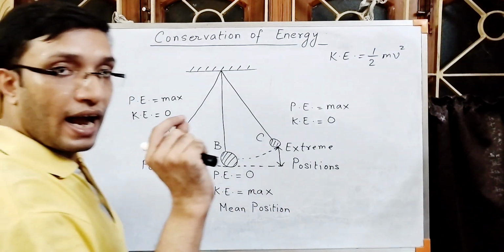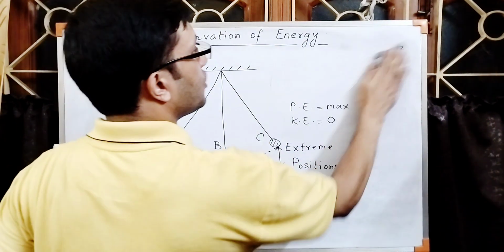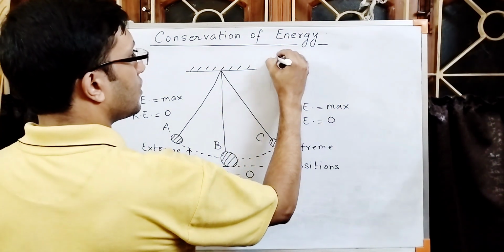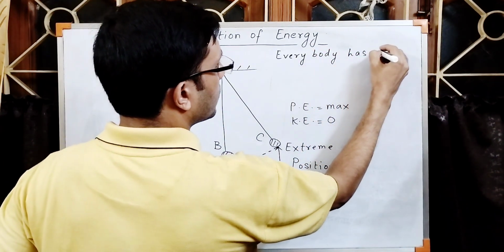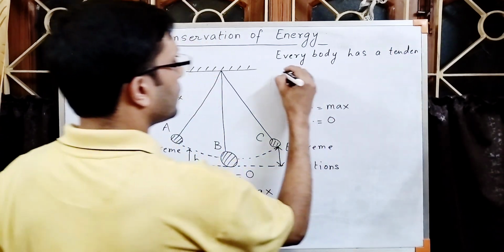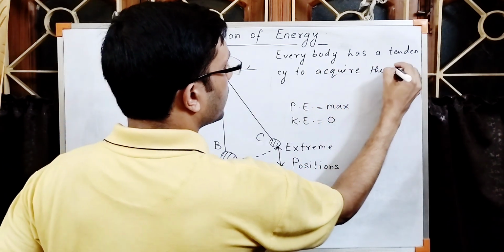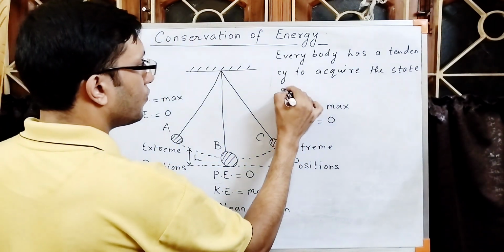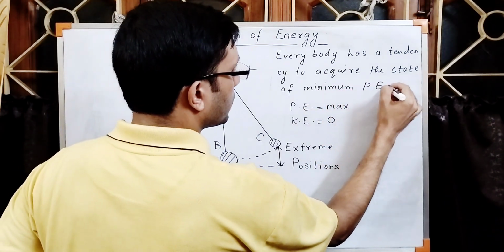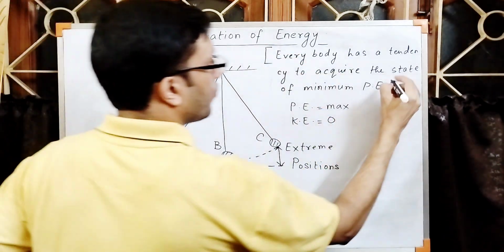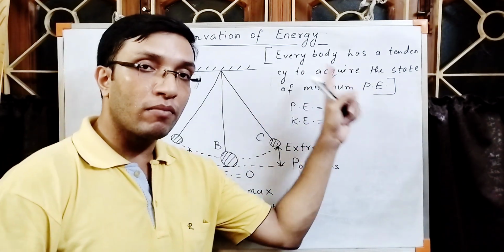Now, one additional information I would like to provide you is that everybody in this universe has a tendency to acquire the state of minimum potential energy. This is very, very true for each and everybody in this universe. Everybody wants to acquire the state of minimum potential energy.